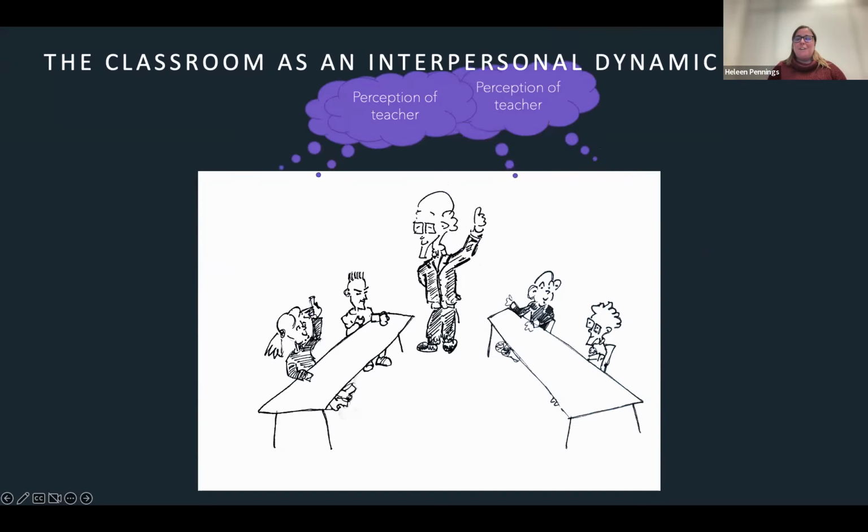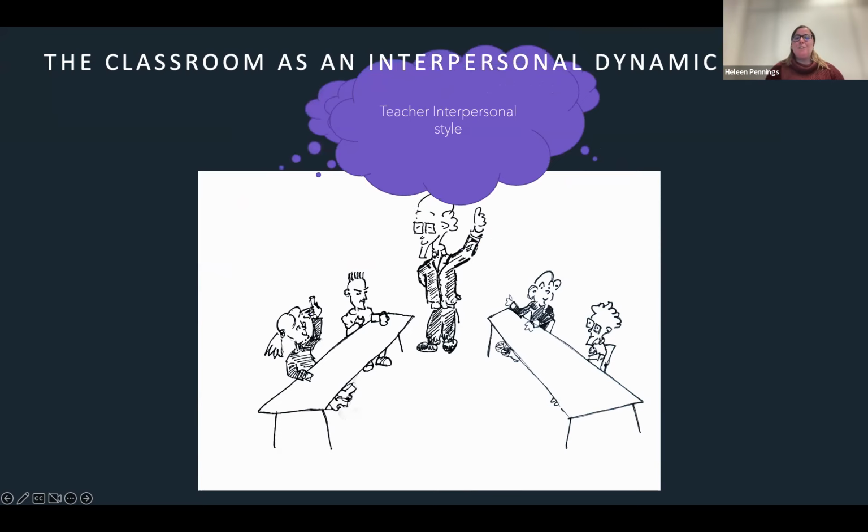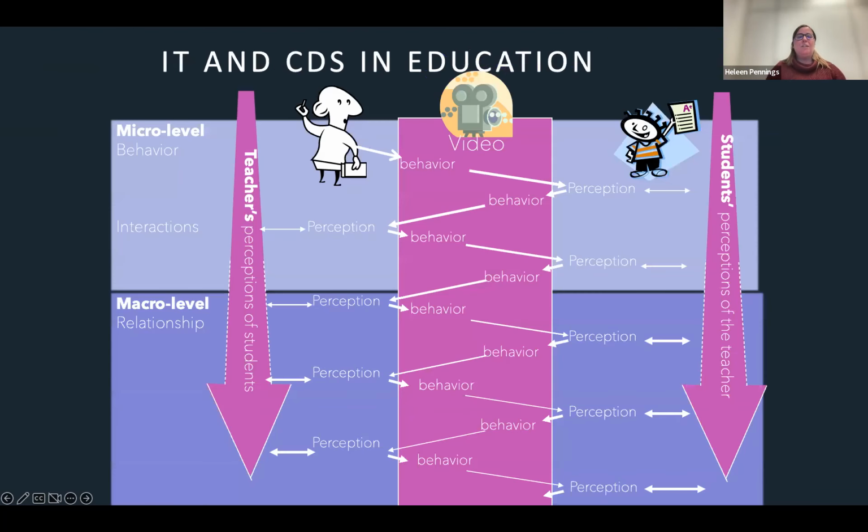When we combine all these perceptions of the students, we can describe the relationship that they have, and we call this the interpersonal style of the teacher. This is what we study on the macro level, and what we see on the micro level is all these behaviors that the teacher shows and that the students also show. This can be seen in the next slide.